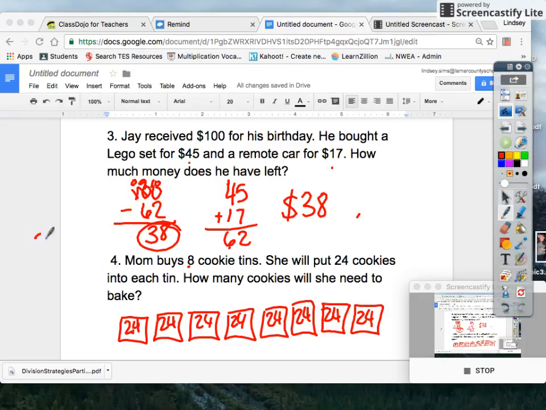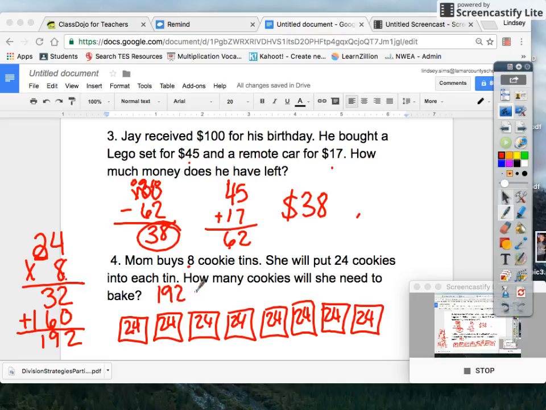So I would just do 24, do it over to the side here, times 8. You say 8 times 4 is 32, and 8 times 20 is 160. That's called partial products, the way we did it. It's not how we learned it when we were growing up, but we go 8 times 4 and then 8 times 20 instead of going down and putting the 0 like we used to do. 192. So she would need to bake 192 cookies.